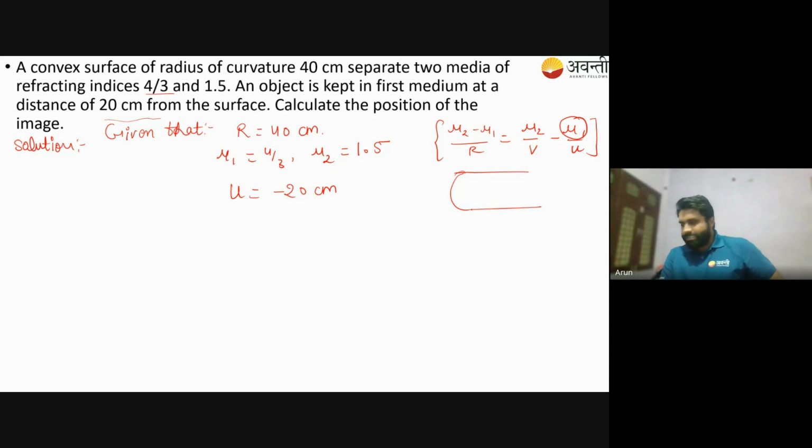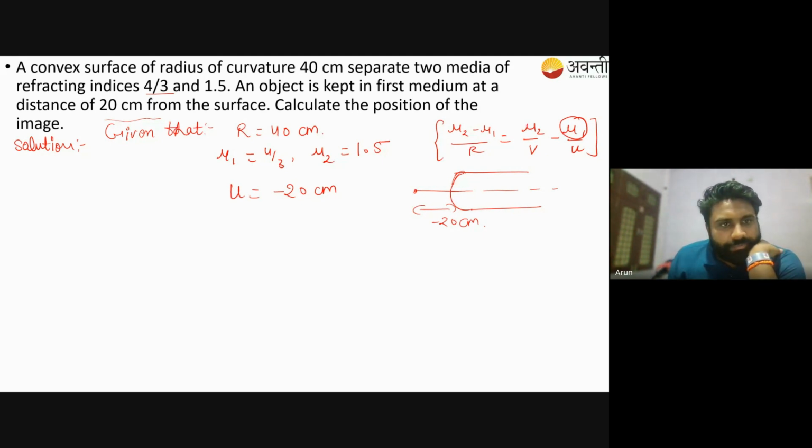Answer is 24 centimeter. Let's see, Pratibha Chauhan. It's good you are solving the question. It's very good.